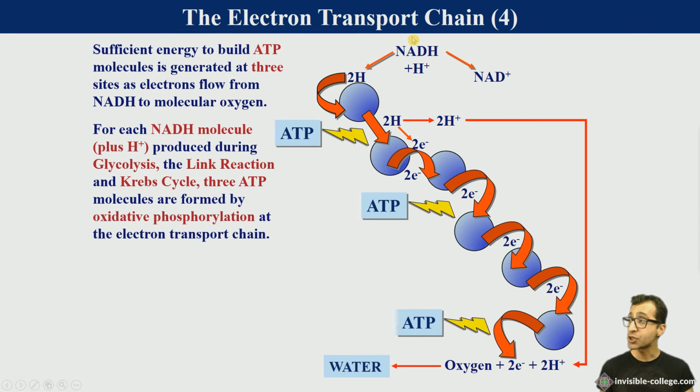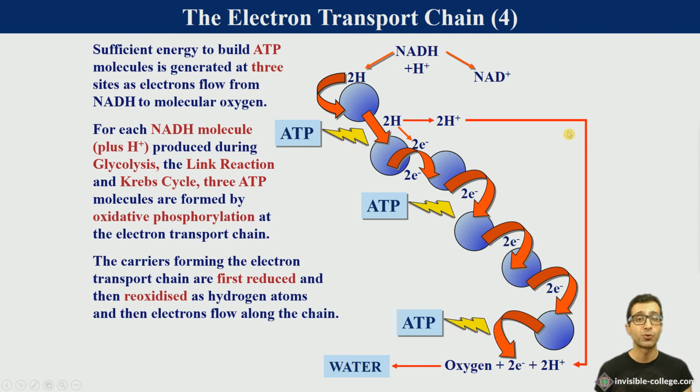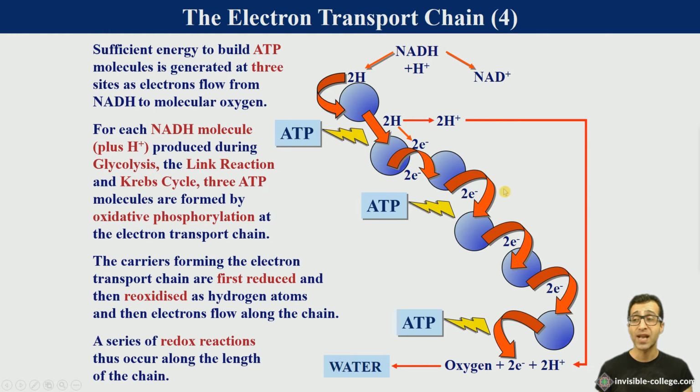So for each NADH molecule plus H plus produced during glycolysis, the link reaction and Krebs cycle, you get 3 molecules of ATP formed by this process of oxidative phosphorylation through the electron transport chain. The carriers forming the transport chain are first reduced, then reoxidized as the hydrogen atoms and then the electrons flow down the chain. So a series of redox reactions are occurring along the length of this chain, because each time one of these carriers releases an electron, it has become oxidized, whereas the next carrier correspondingly has become reduced because it has gained electrons.